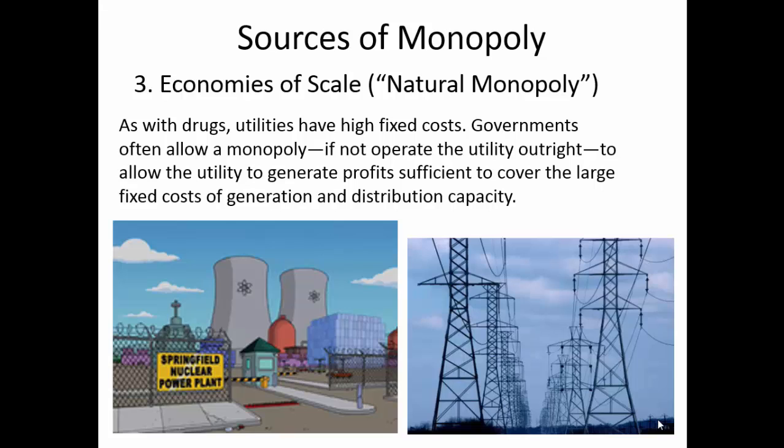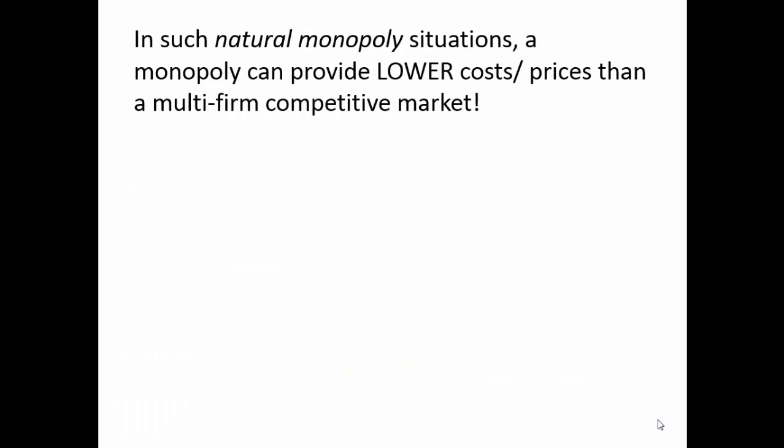They have high fixed costs in both plant generating capacity and the distribution network. So it really is often only feasible for one producer to own the entire market, in order both to create a sufficient network size and to be assured it can charge a price high enough to cover those costs, mostly fixed costs. This is designated a natural monopoly. In these cases, a monopoly can potentially provide lower costs than a multi-firm competitive market.